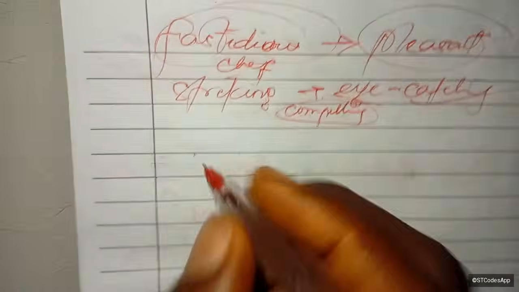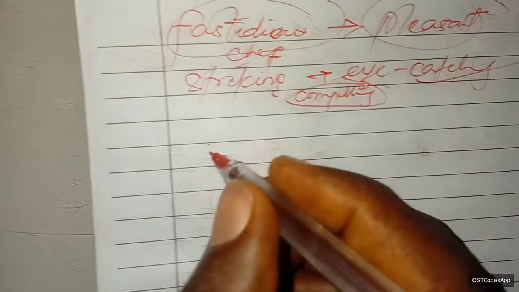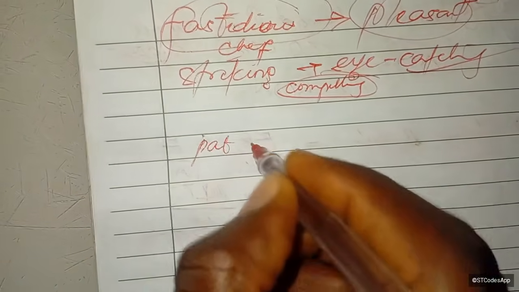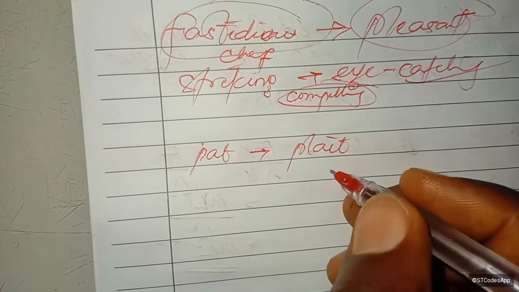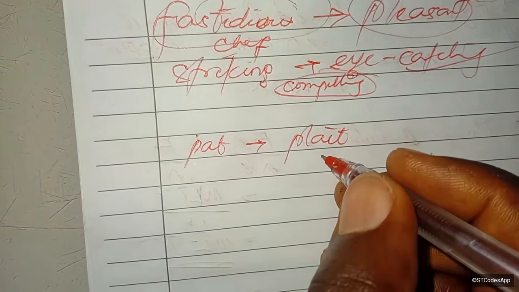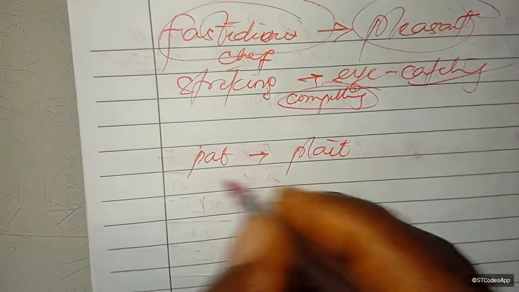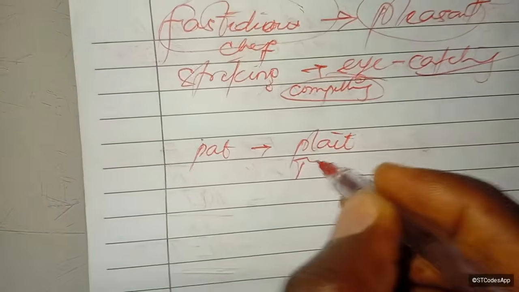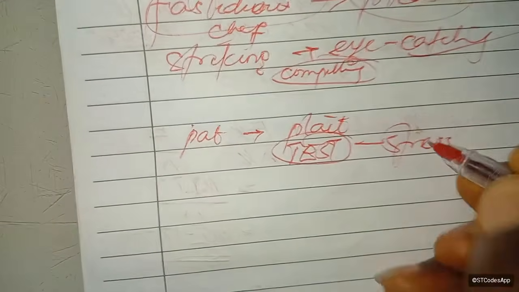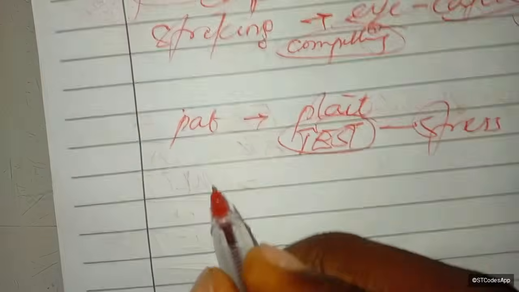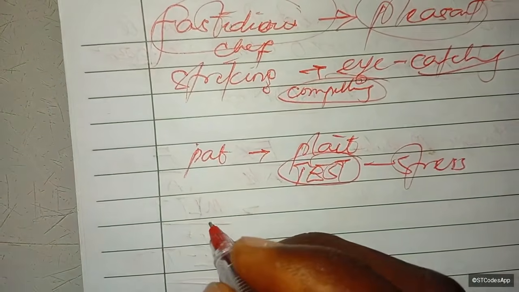Then for the sounds, we have the word pat and plat. Plat, exactly. Then incontestable. Incontestable, that will be test. That is a stress. This one is for stress.